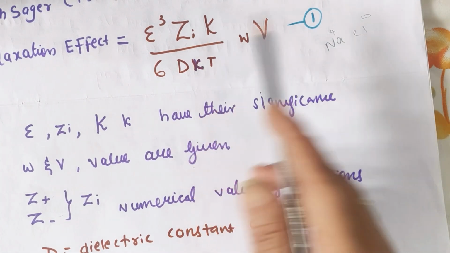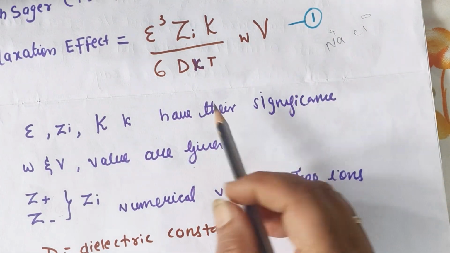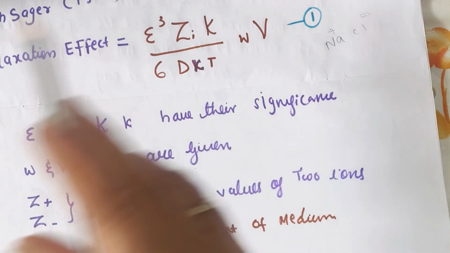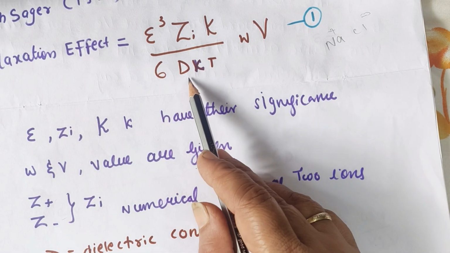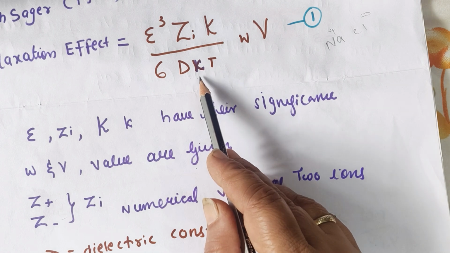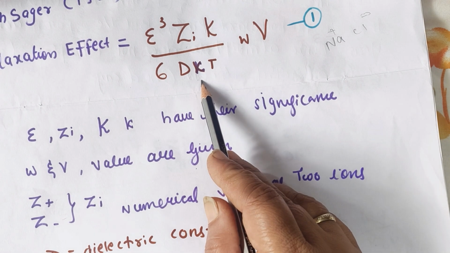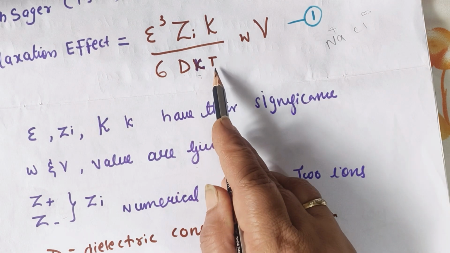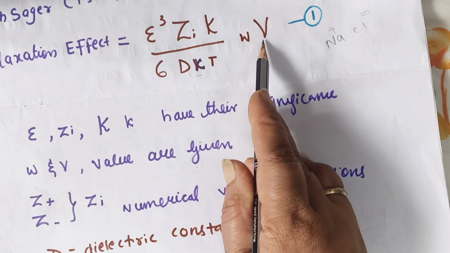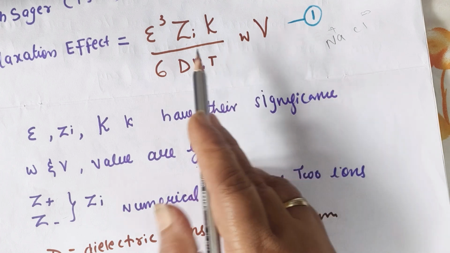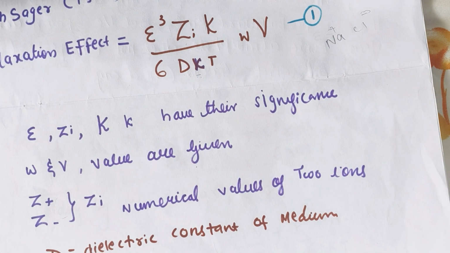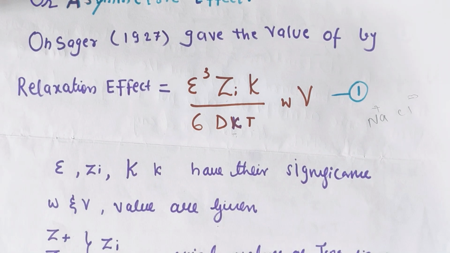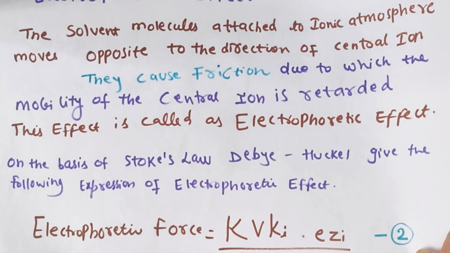And what is our K? K is the Debye length, D is the dielectric constant of the medium, T is our absolute temperature, and V is our potential. If you have studied the physical significance of K, it is the Debye length. So these terms should be clear to you. Now we will see our next one, that is the electrophoretic effect.